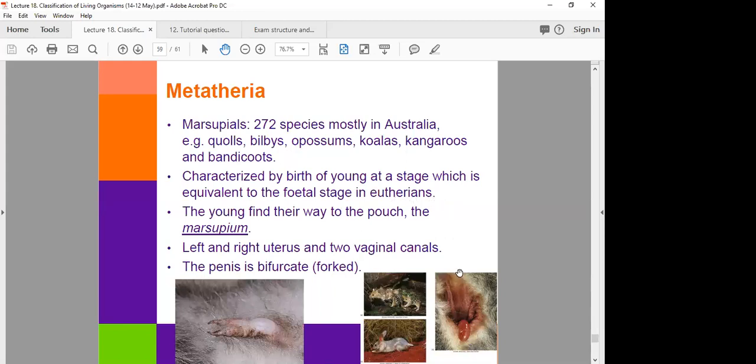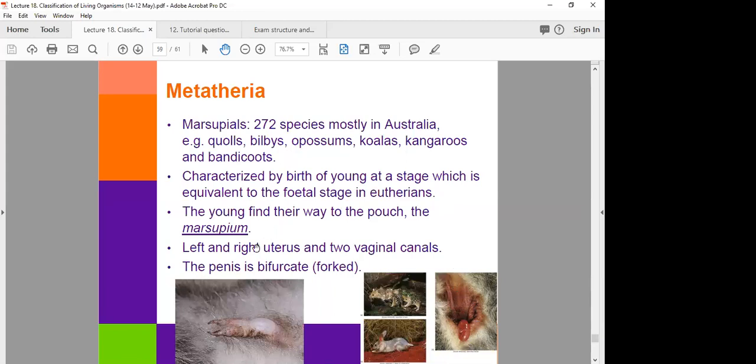So this is illustrated here. So we can see this very young kangaroo that's been born, and now it's finding its way to the pouch, the marsupium of the mother kangaroo. So you can see that it's barely more than a fetus. So they're born at a very young age. So the young find their way to the pouch, the marsupium.